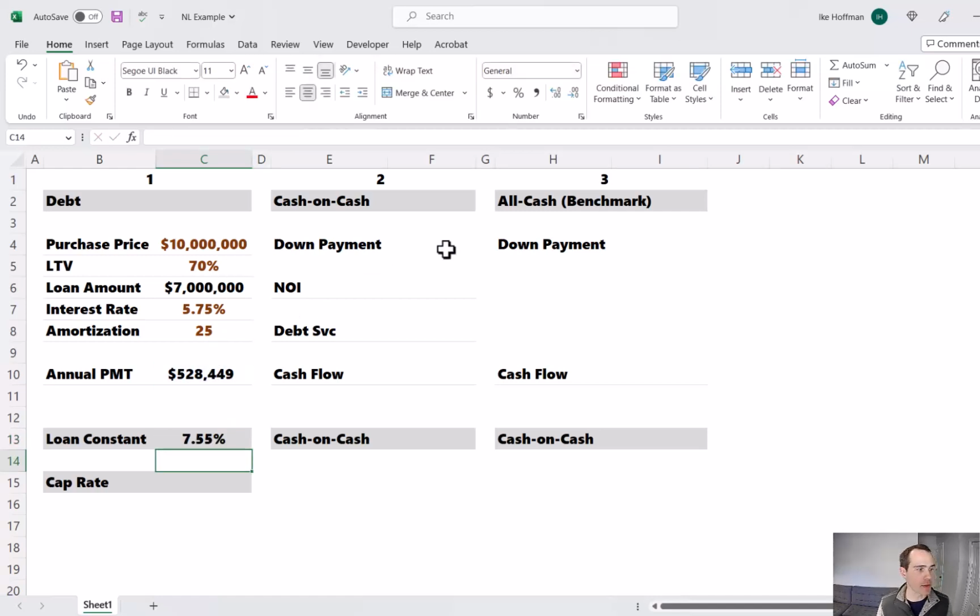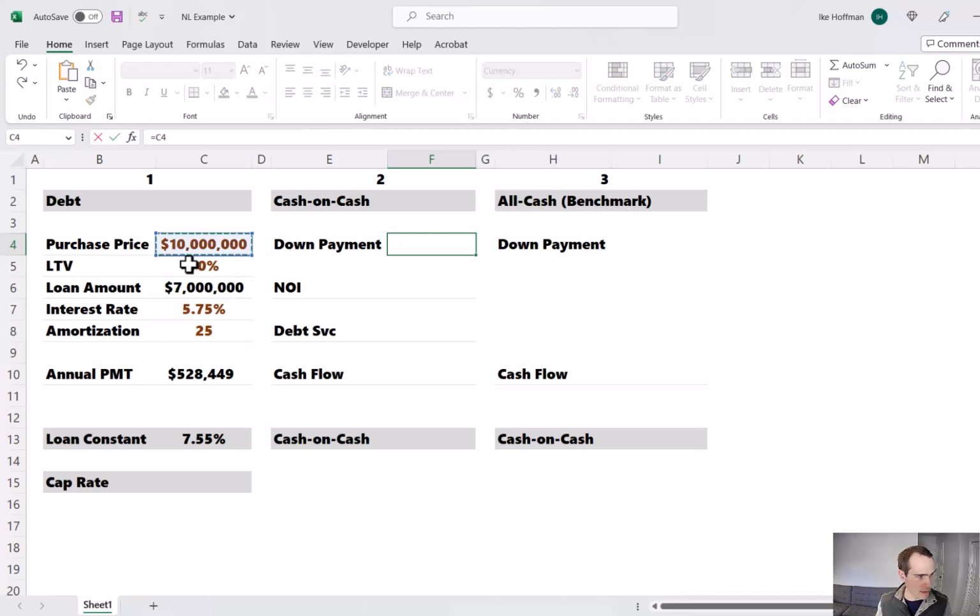And now let's calculate two different models. Model 2 is going to be the cash on cash, factoring in what our return on our equity is. In other words, we're incorporating the leverage. And then in model 3, we're going to assume that we were to pay 100% in cash and see how that yield looks. So our down payment in a scenario where we have a $10 million purchase price and a $7 million loan, we just take 10 million minus 7 million, 3 million.